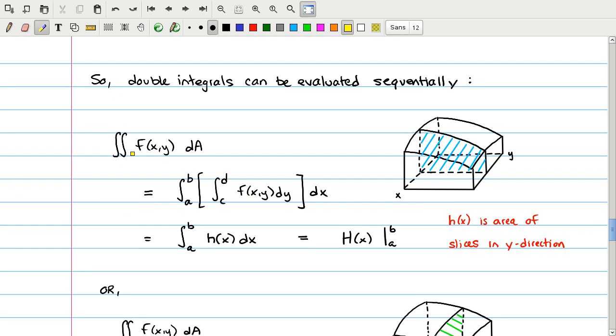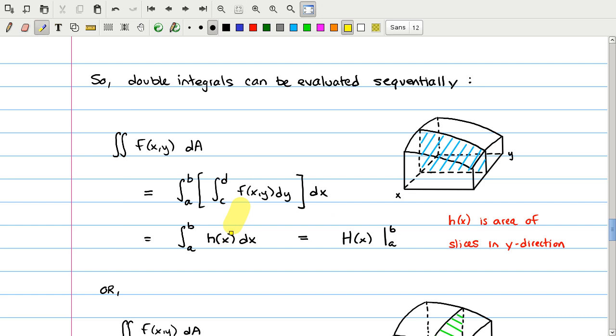Given an integral of f over some region of space, dA, we can first do the y integral from c to d, the bounds on y go from c to d. We do that integral. That's going to give us some function of x. Y will be eliminated in the integration. That'll be some function of x, and we can integrate that function of x from a to b, getting the antiderivative capital H of little h evaluated at b and a.